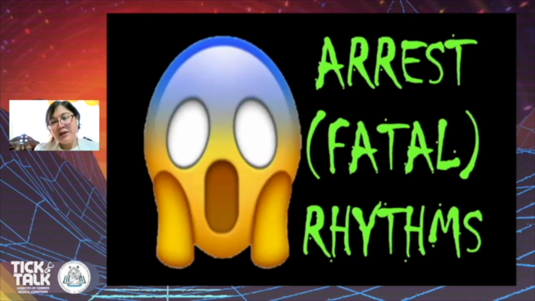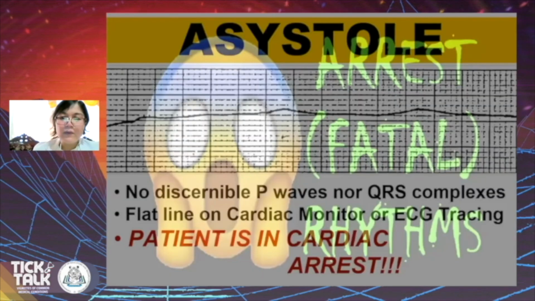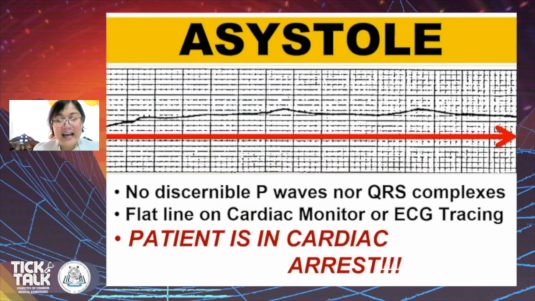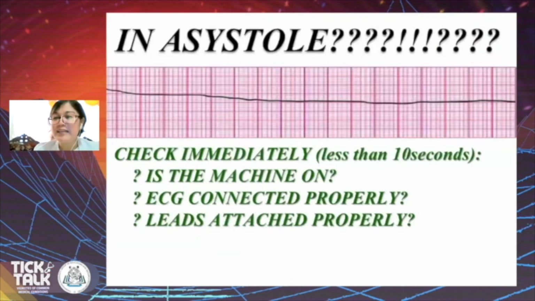Finally, we talk about our fatal arrhythmias. This is very, very important, especially for those who are manning the emergency room and the wards. So asystole basically is us not discerning any waveform. A flatline on the cardiac monitor or ECG tracing. More often than not, we assume that the patient is in cardiac arrest. But before we do that, we would have to run a certain protocol, right? And this should be done in less than 10 seconds.